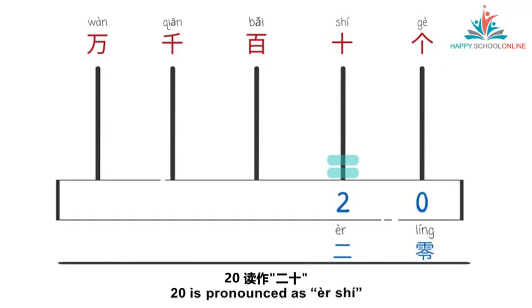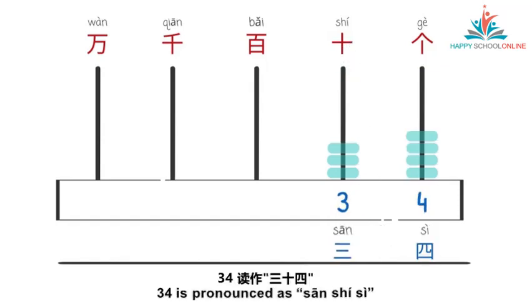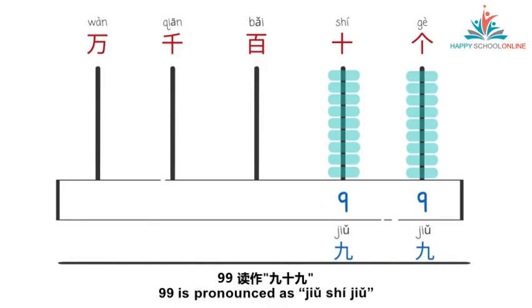20 is pronounced as 二十. 34 is pronounced as 三十四. 99 is pronounced as 九十九.